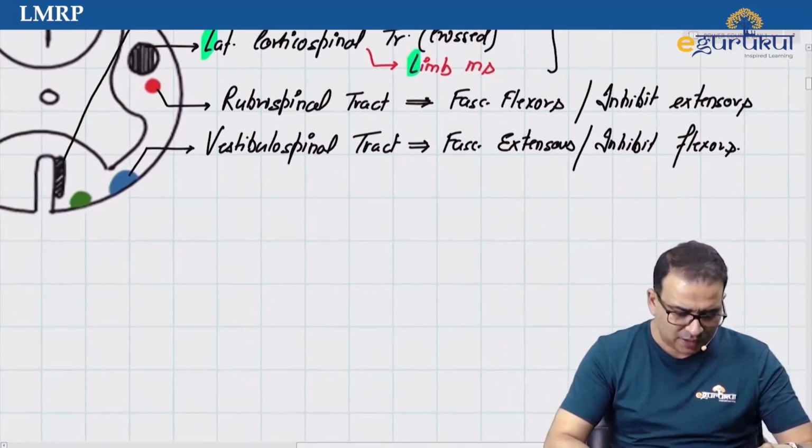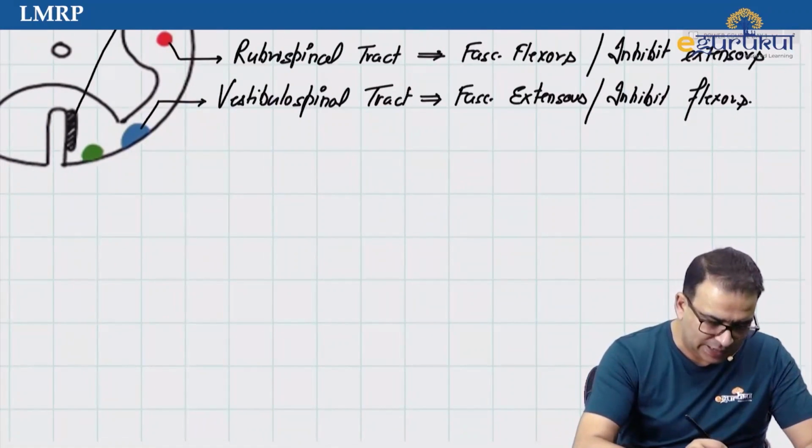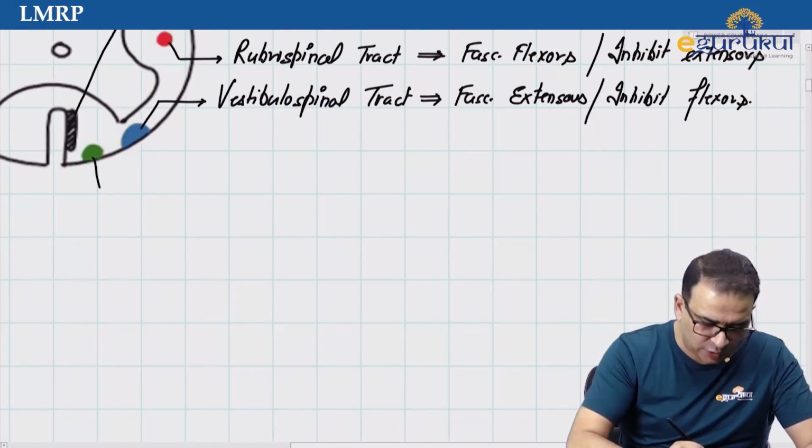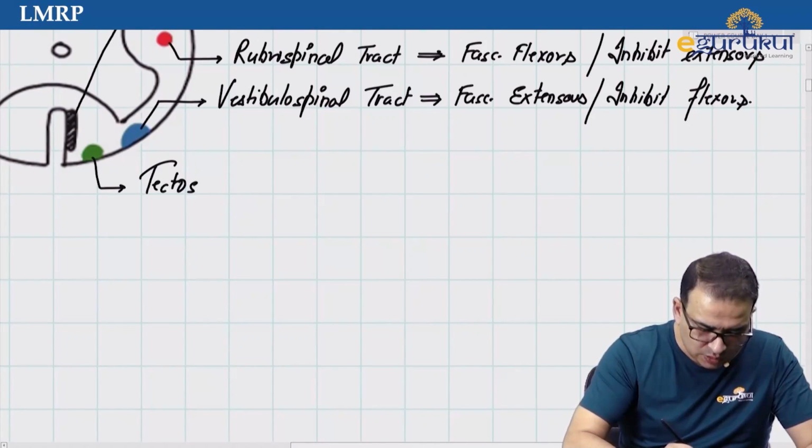Now there's another tract which I've shown here, present in the anterior part of the spinal cord between the anterior corticospinal and vestibulospinal, and this tract is called the tectospinal tract. Tectospinal tract.